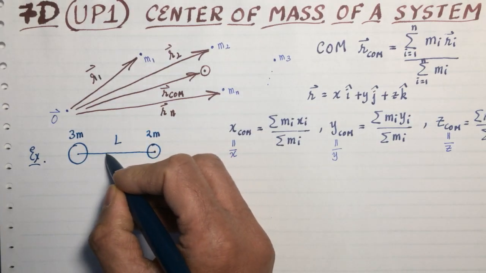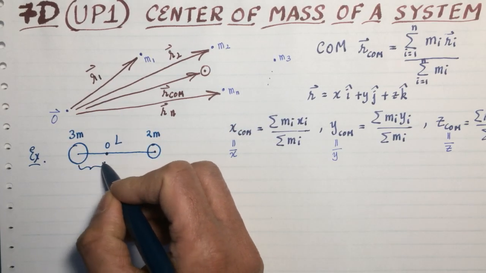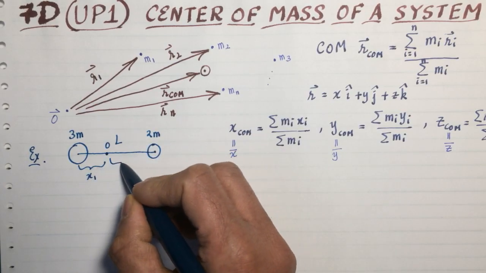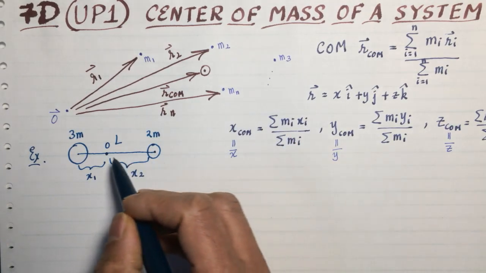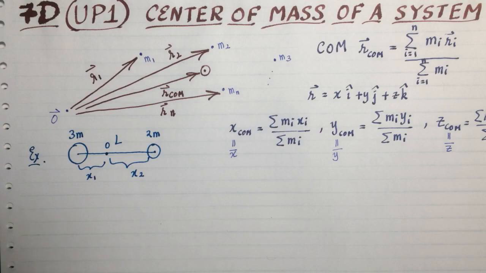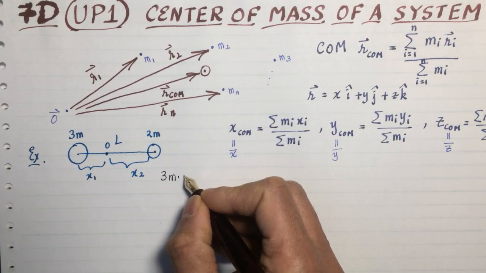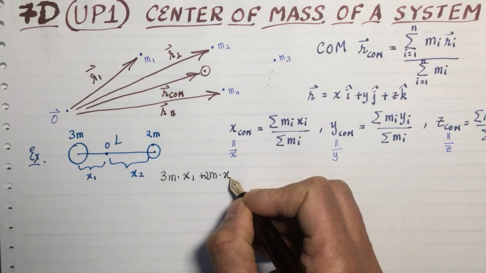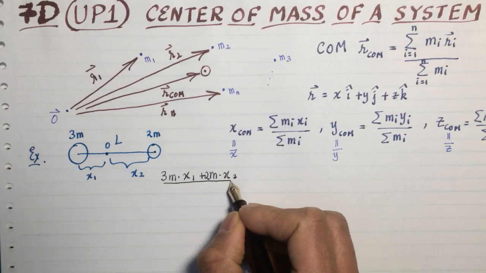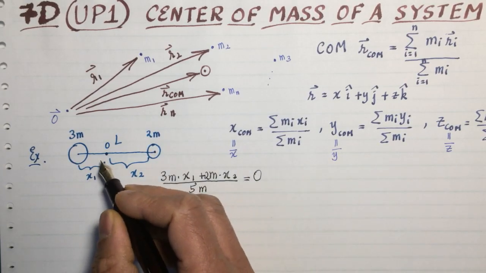A good way to do this calculation is to assume that it's somewhere over here, call it the origin O, then call that distance x1 and call this distance x2. We'll use the x definition of the center of mass because this is along the x-axis. Let us calculate. I'm going to get 3m times x1 plus 2m times x2 divided by the total mass, which is going to be 5m. That's going to be 0 because I've chosen the origin to be the center of mass.